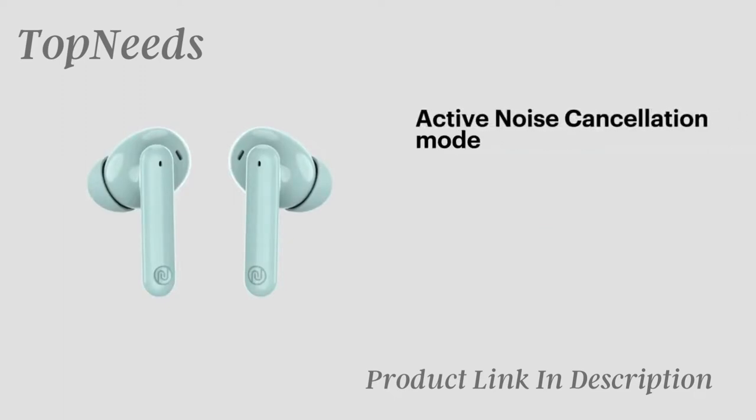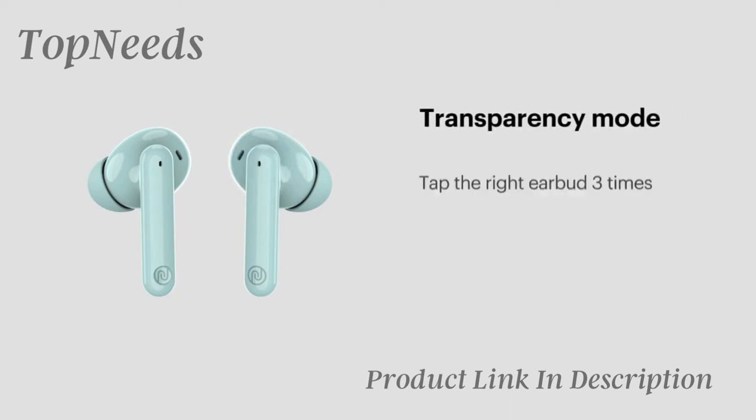To activate noise cancellation mode, tap the right earbud 3 times. Transparency mode. To activate transparency mode, tap the right earbud 3 times.